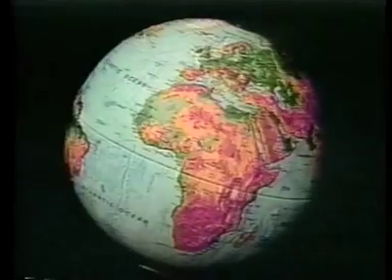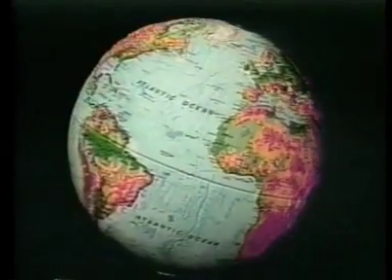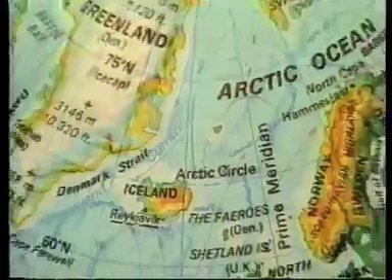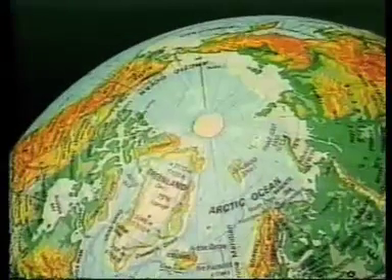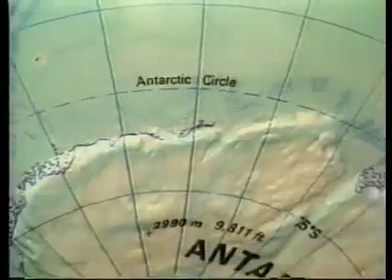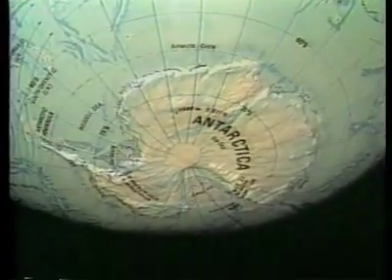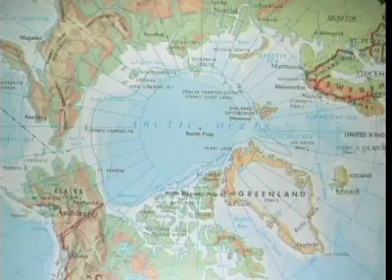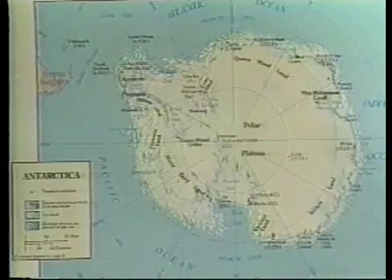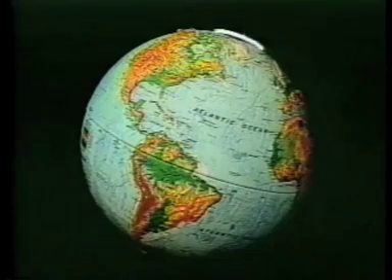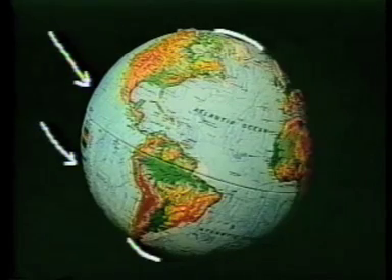The Arctic Circle and the Antarctic Circle are the other two special latitude lines. The Arctic Circle is at 66.5 degrees north latitude, and the Antarctic Circle is located at 66.5 degrees south latitude. North of the Arctic Circle and south of the Antarctic Circle are the polar regions. They receive little heat from the sun, which is the reason they are extremely cold regions.